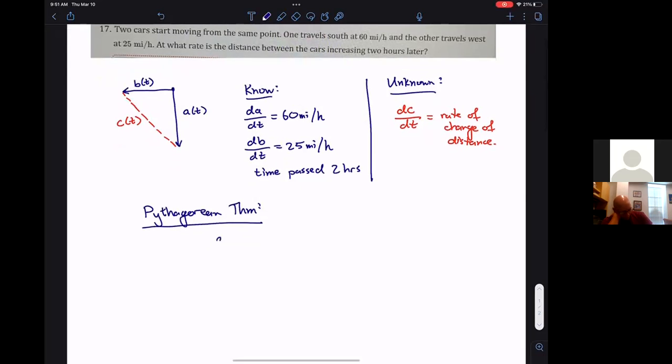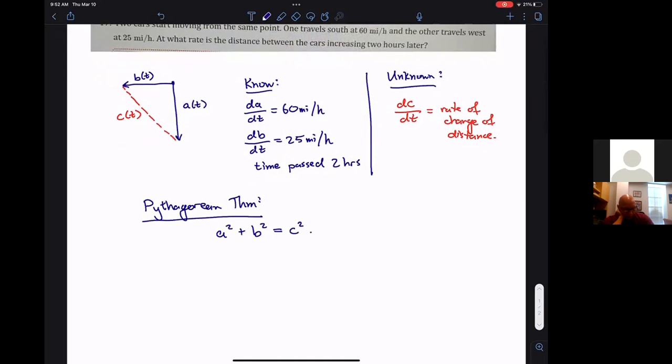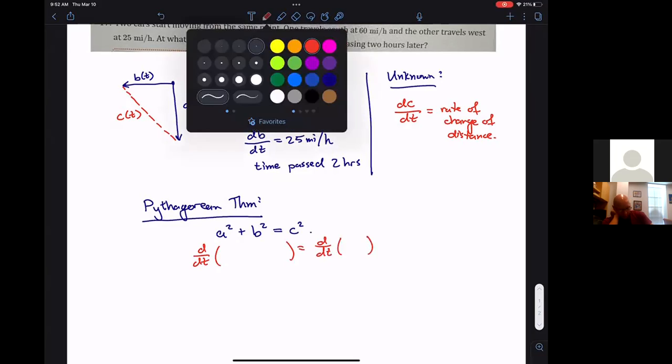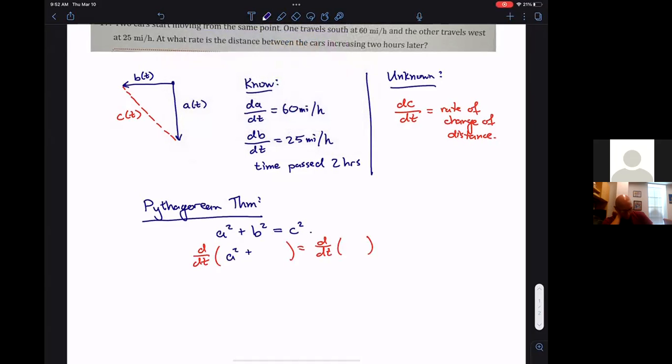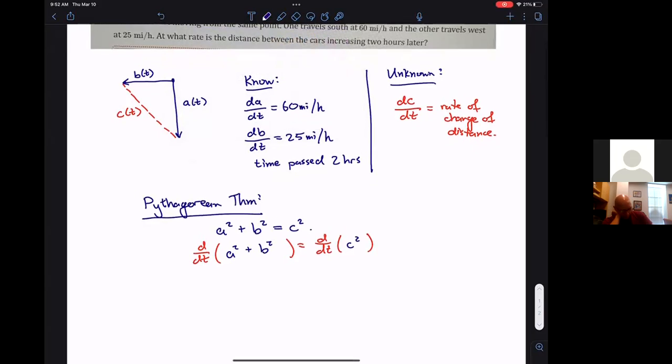Maybe you already see how I can fill in some of these gaps, but for now, I'm going to just think out loud in my problem solving process. So the Pythagorean theorem gives me a squared plus b squared equals c squared. And unlike the example in class, all of these are variables. All of these quantities are changing, so I can't just ignore one of them. So let me take a time derivative of both sides: the derivative of a squared plus b squared equals the derivative of c squared.